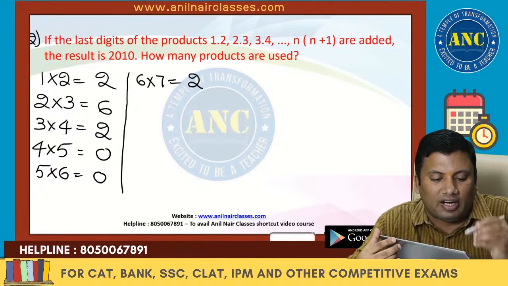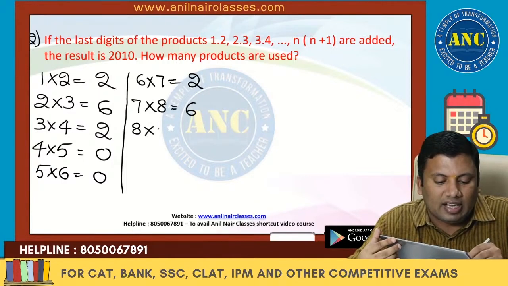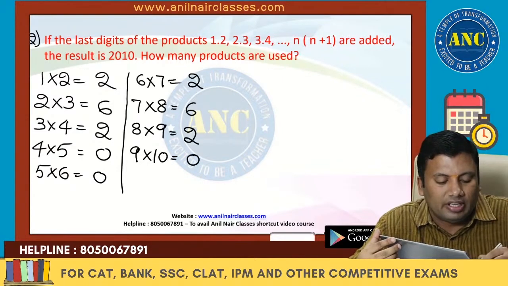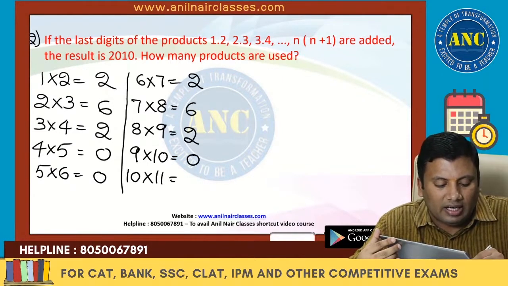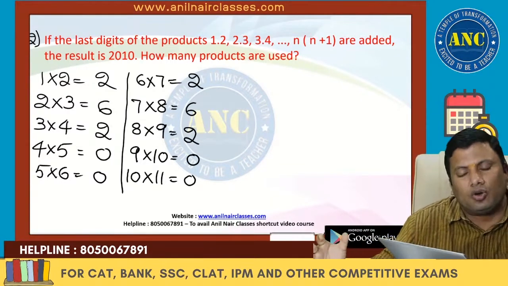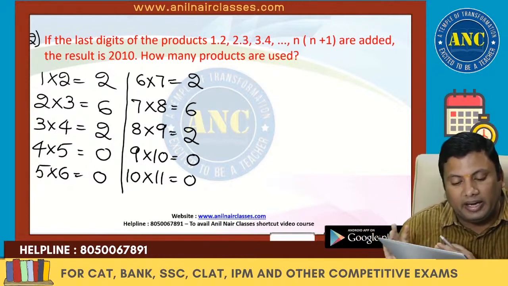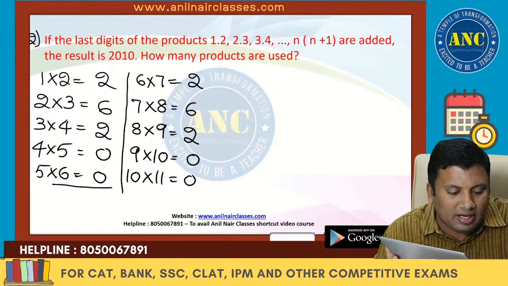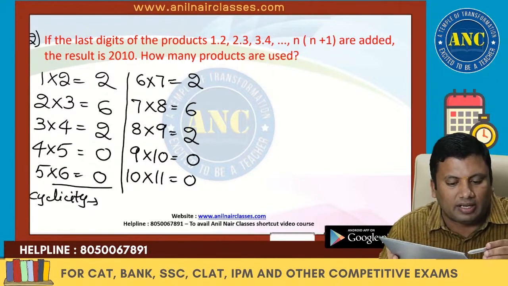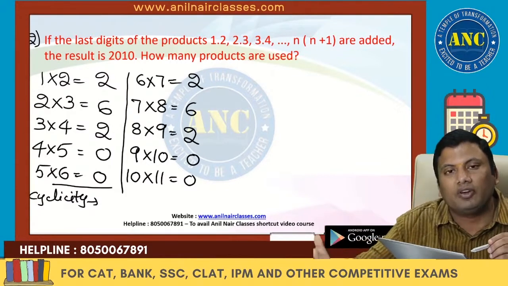6 sevens are 42, 7 eights are 56, 8 nines are 72, 9 tens are 90, unit digit 0, 10 11s are 110, again 0. That means if you observe, 2, 6, 2, 0, 0, 2, 6, 2, 0, 0, these unit digits are getting repeated. How many cycles is it becoming? So the cyclicity is 5. For every group of 5 consecutive products, the pattern repeats.